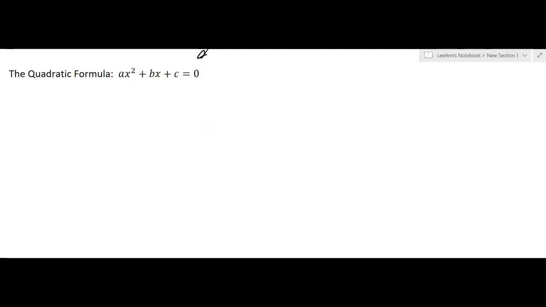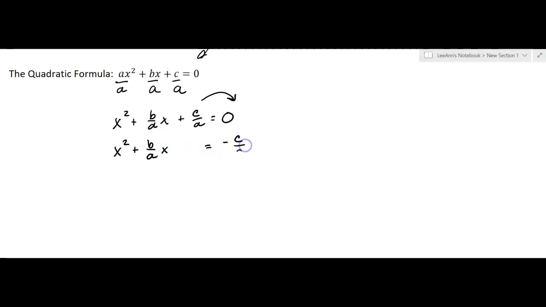So if you remember completing the square, we had to have a leading coefficient of 1. So right away I'm going to divide everything by a, so that I'll have x squared plus b over a x plus c over a equals 0. Now I'm going to do completing the square. I'm going to move the c over a to the other side. x squared plus b over a x equals negative c over a.